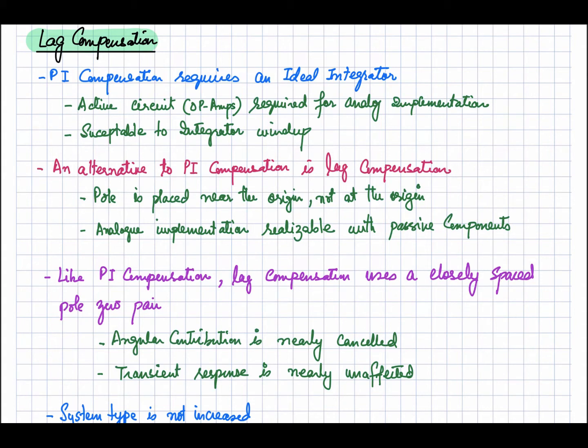So an alternative to the PI compensation is the lag compensation, and in this compensation the pole is placed near to the origin but not at the origin, because if we introduce it at the origin, the system will be susceptible to the integrator wind up. And if we introduce the pole very close to the zero, we can easily implement that compensator with the help of passive components instead of using active circuits based on op amps.